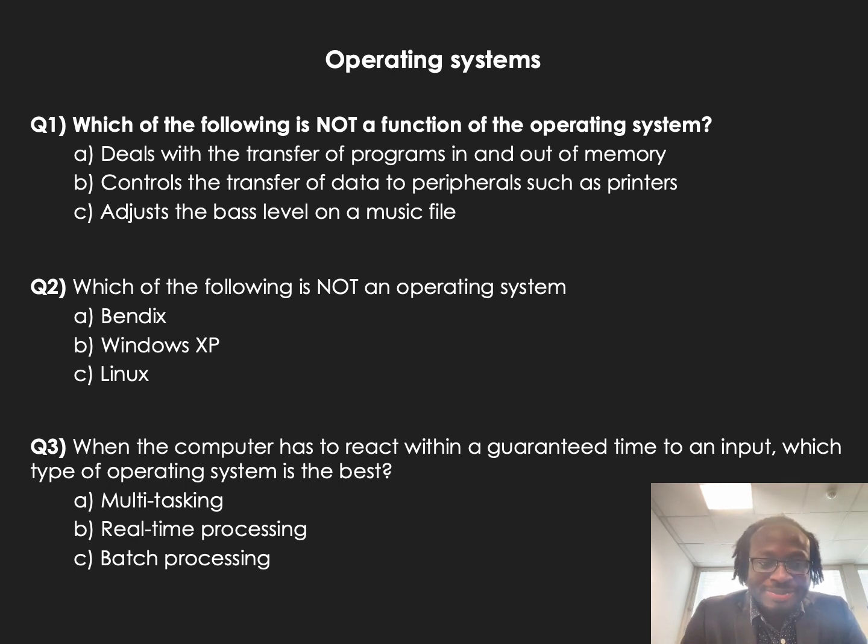Question 3. When the computer has to react with a guaranteed time to an input, which type of operating system is the best? A. Multitasking. B. Real-time processing. C. Batch processing.